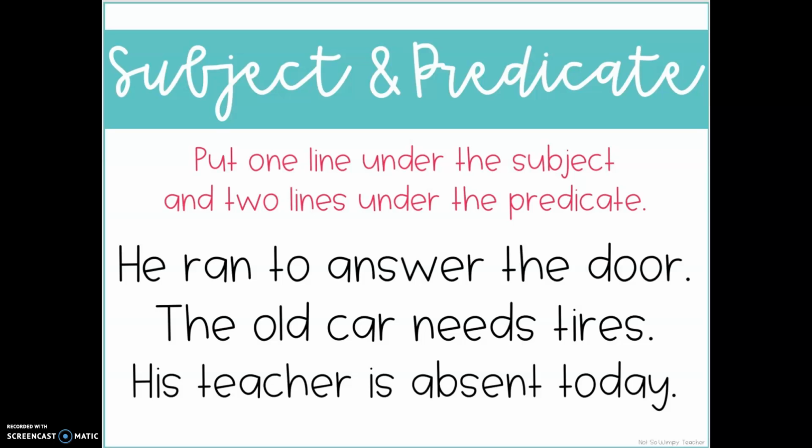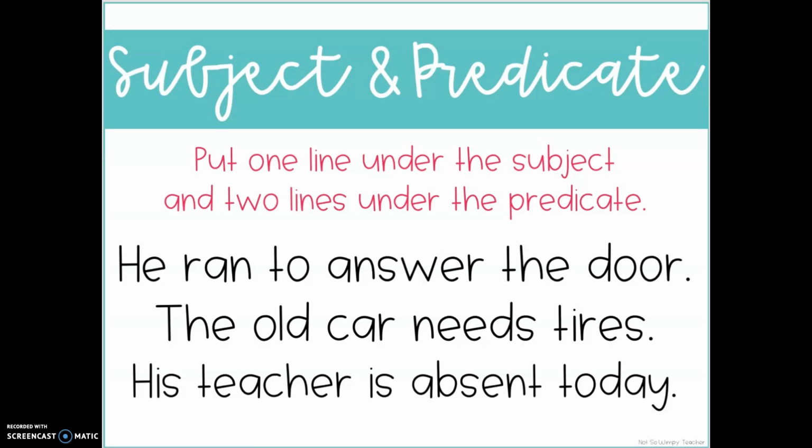Now, we're not really doing this on a whiteboard, so we're not going to underline, but we'll talk about what the subject and the predicates are. He ran to answer the door. First of all, let's think about the subject. Who or what is the sentence about? Who's doing something? He is. He is the subject. And what did he do? Ran to answer the door. Ran to answer the door is the predicate. It's telling what the subject did, and it includes the verb ran.